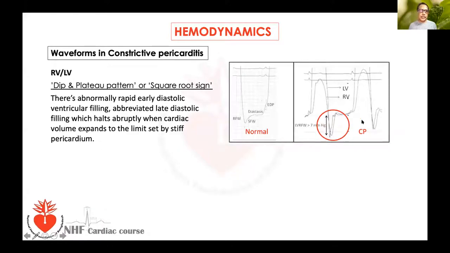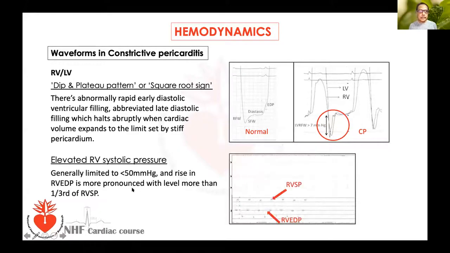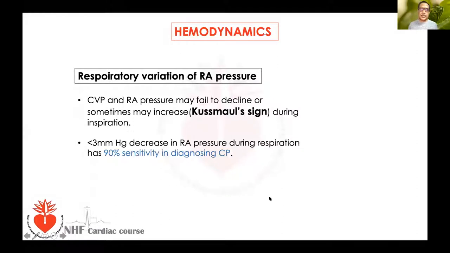Constrictive pericarditis. And another important thing is the elevated RV systolic pressure. RV systolic pressure is always elevated, but not more than 50. And more importantly, RV end diastolic pressure is more than 1/3 of RV systolic pressure. This sounds quite complicated, but well, I will summarize later on.